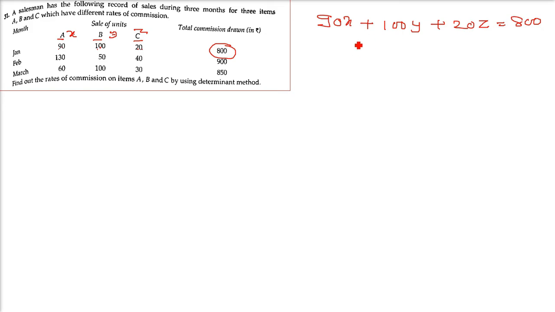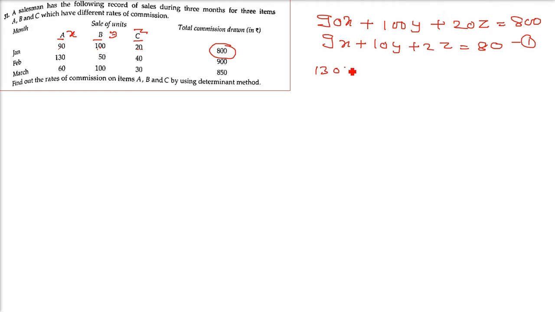You can keep it like that, but the better way is to divide the whole equation by 10 just to make it easier. That is 9x plus 10y plus 2z equals 80. You can use either of the equations. I'm just simplifying it. The basic thing is to make the equations. This is your first equation.